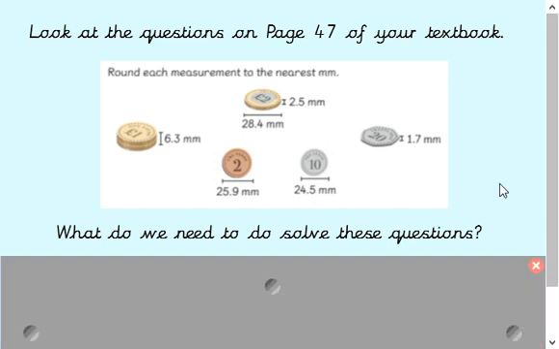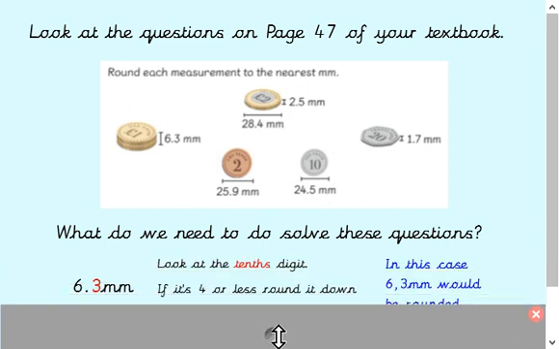Okay, I'm going to focus on this particular coin here. It has a thickness of 6.3 millimeters. So I would need to round that to the nearest whole number. What am I going to need to do to solve that question?